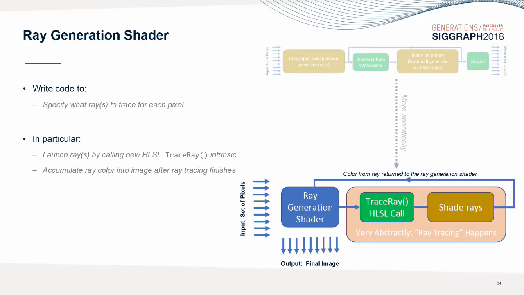All right, so let's take this very simplified pipeline I invented and actually turn it into the real DirectX pipeline. So again, I said we start with a ray generation shader. This is where you launch new rays, and in HLSL you do this by calling the new TraceRay intrinsic. Then it goes into this abstract ray tracing happens blob, and you come back, you get a color, and you can accumulate that into your final image.